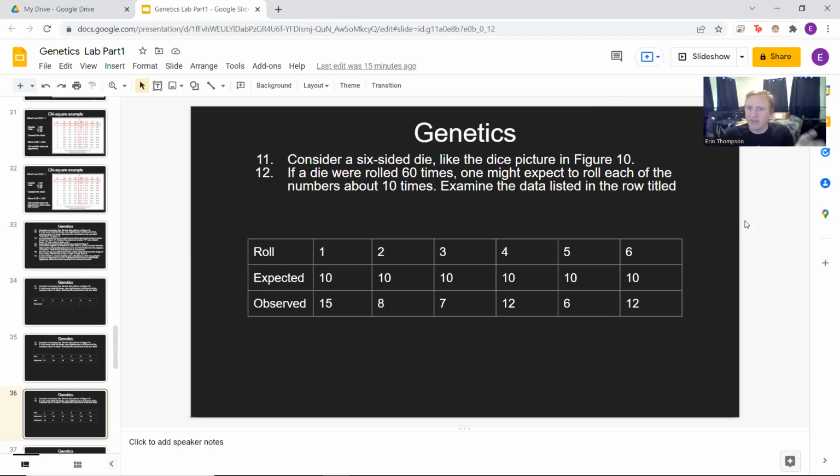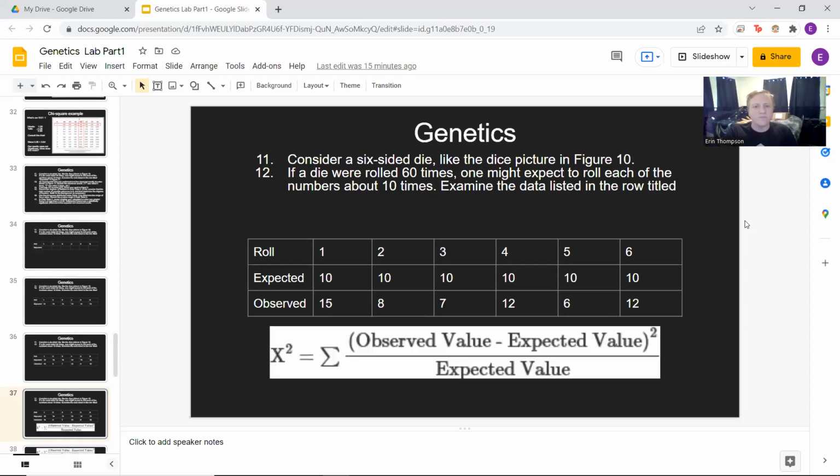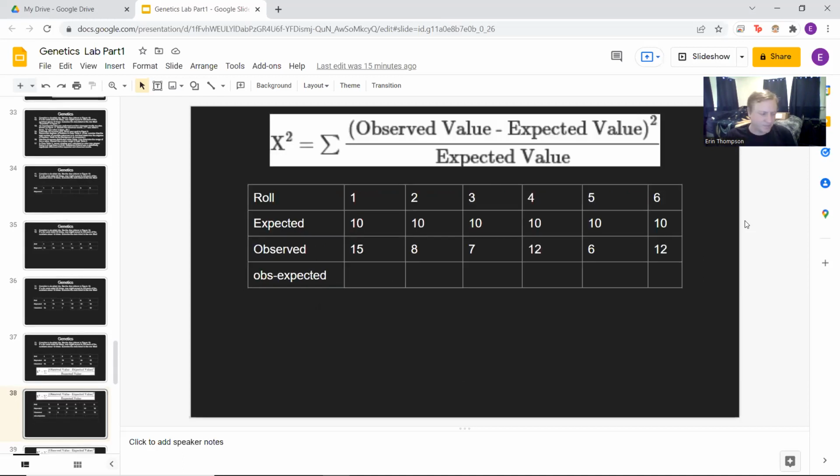So again, our expected values just come from us being naive about this particular die. Oh, I've never seen this one before. I will assume that it's fair. I actually roll it 60 times. Here are the data that I get. Okay, here's our formula again. Let's go ahead and stick that up there.